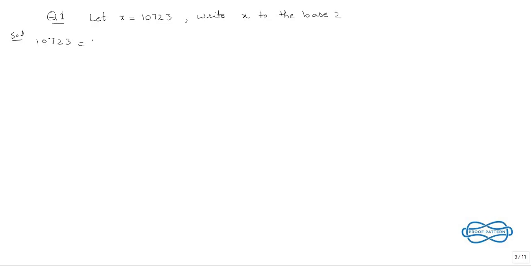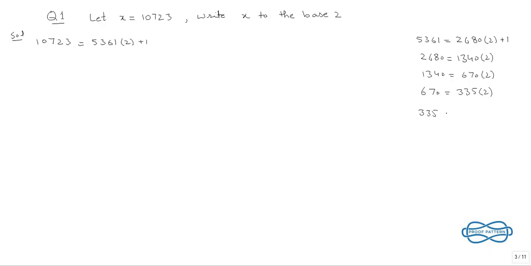10723 can be written as 5361 into 2 plus 1, and also this 5361 can be written as 2680 into 2 plus 1 by the division algorithm, and similarly this 2680 can be written as 1340 into 2, and this 1340 is equal to 670 times 2, and this 670 by using the division algorithm is 335 times 2, and then this 335 can be written as 167 into 2 plus 1.